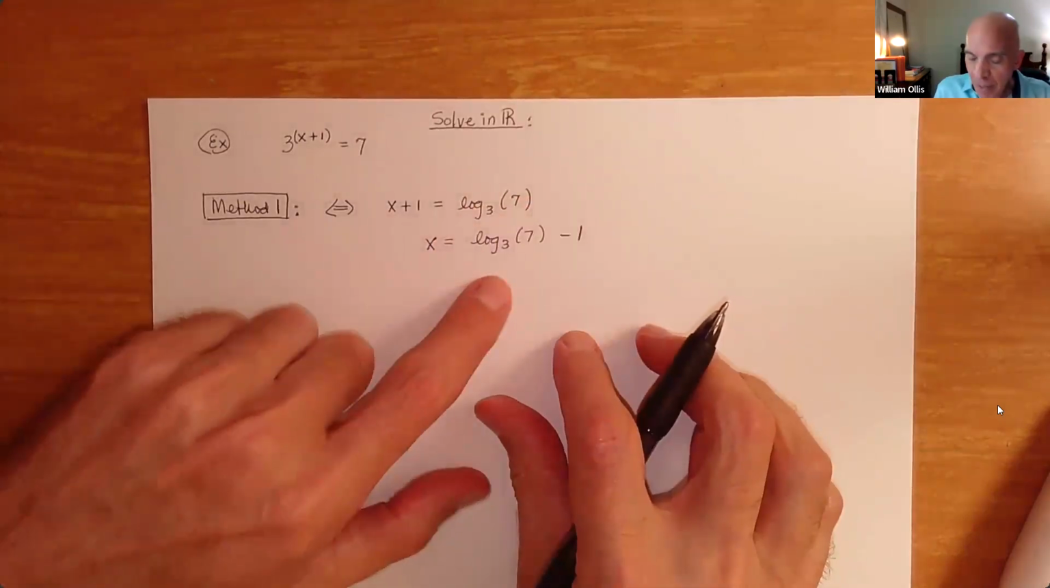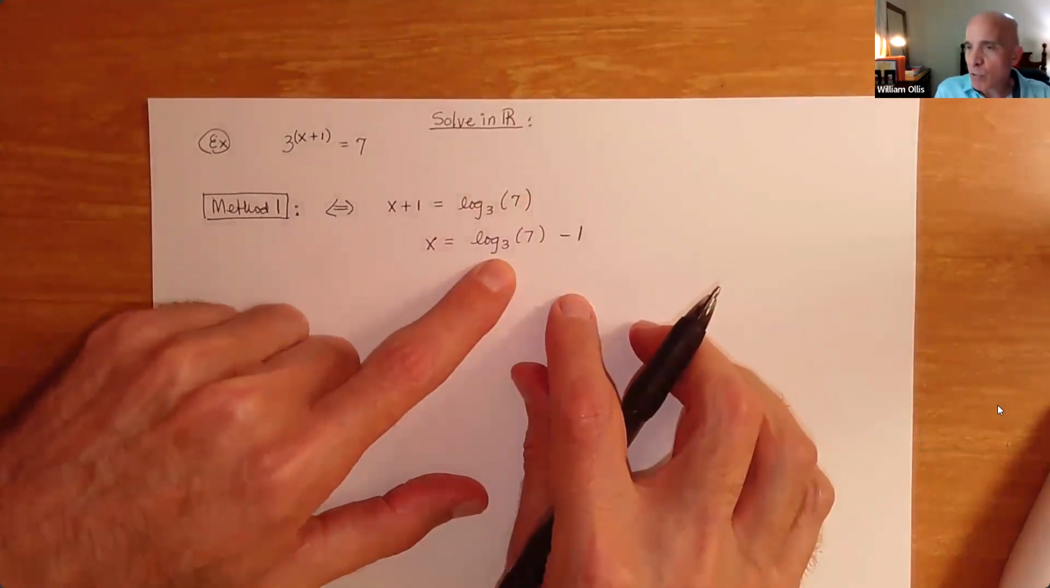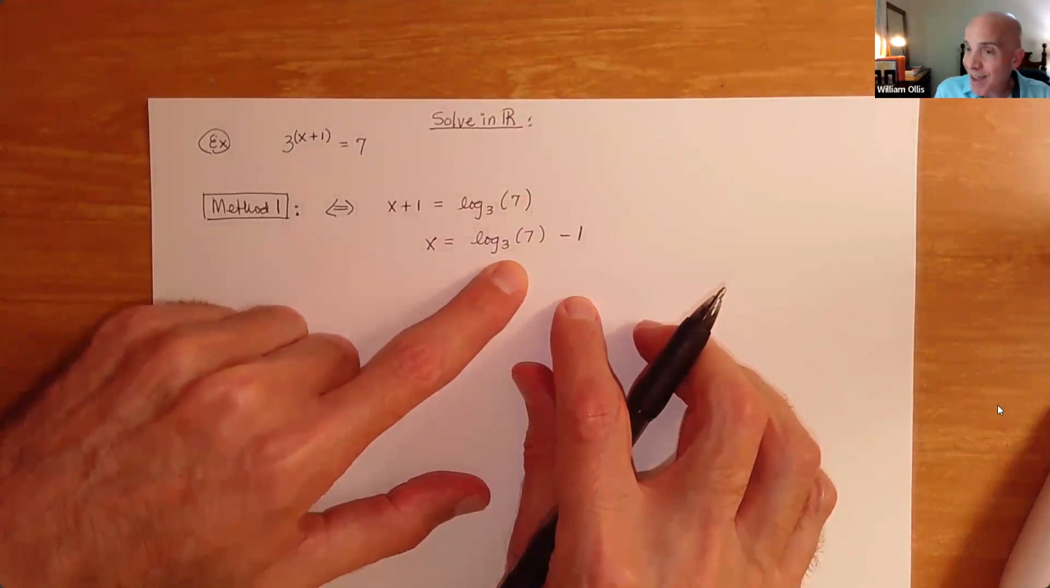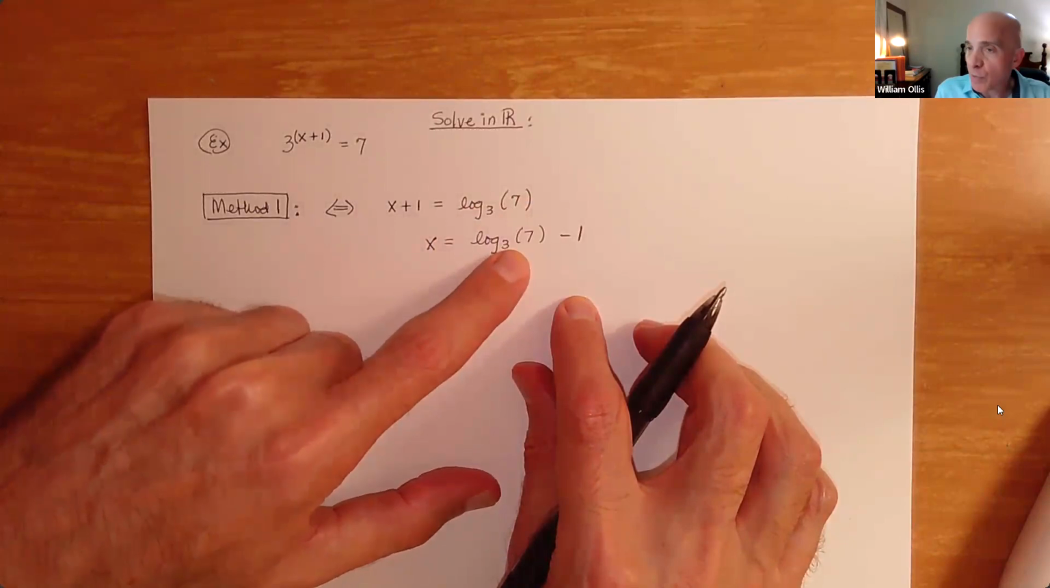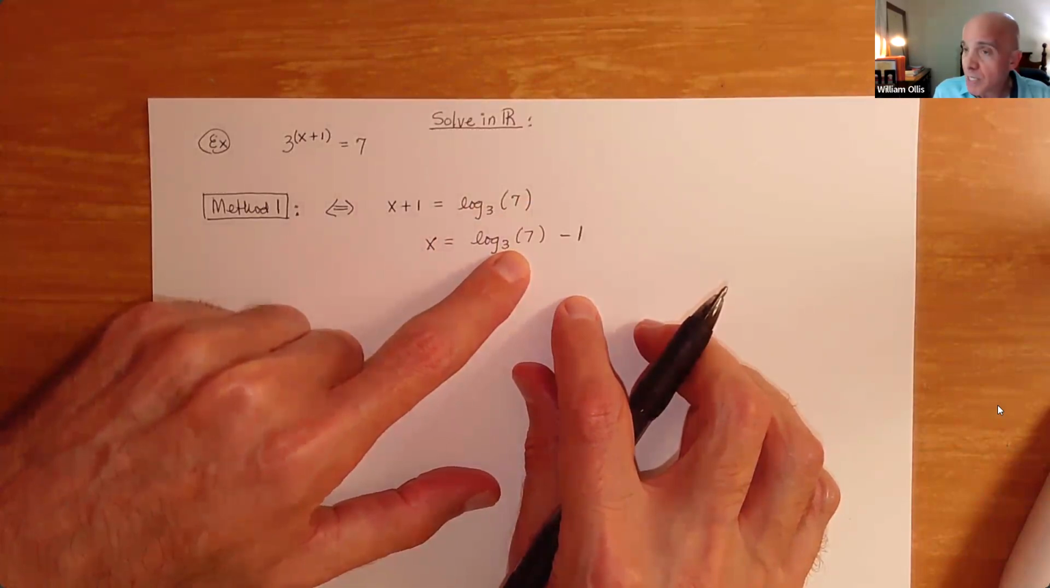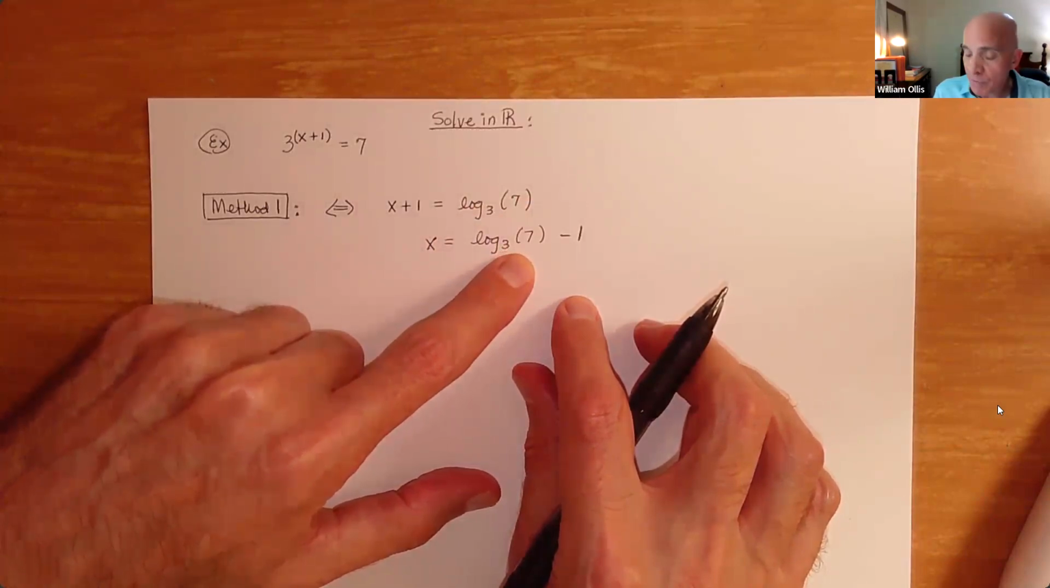Now, of course, again, we're thinking of powers of 3. 3 to the first power is 3, 3 to the second power is 9. So, of course, this logarithm would be between 1 and 2, but more close to 2, since we're dealing with an input or an argument of 7.